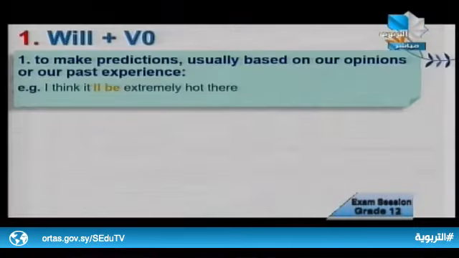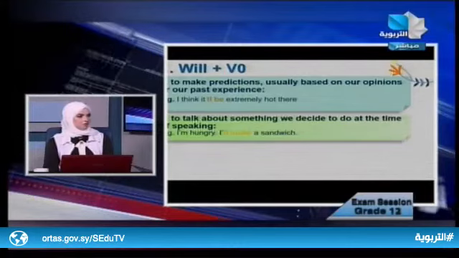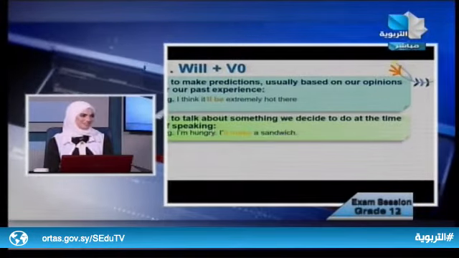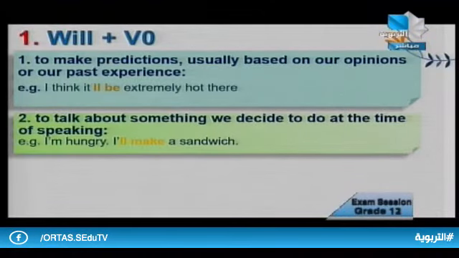The second one is to talk about something we decide to do at the moment of speaking. We didn't intend to do it before. For example, I'm hungry, I'll make a sandwich. Here it is a sudden decision. We make decisions at the time as we speak. The phone is ringing, for example. I'll answer the call. It is a sudden decision. Someone is knocking at the door. I'll open it. It is a sudden decision.